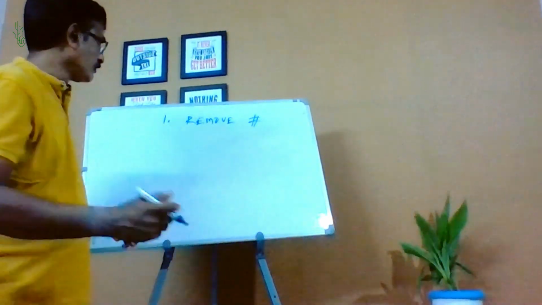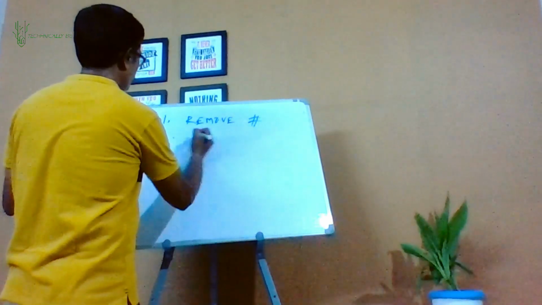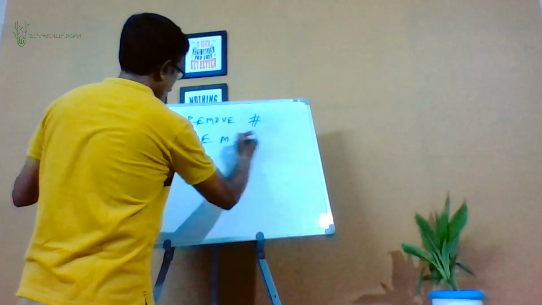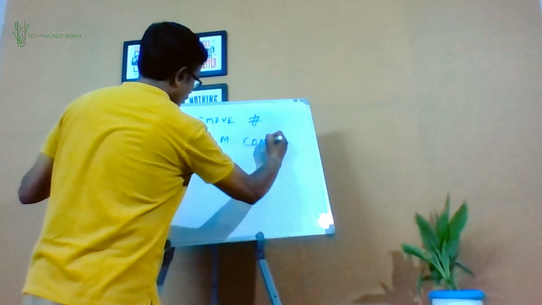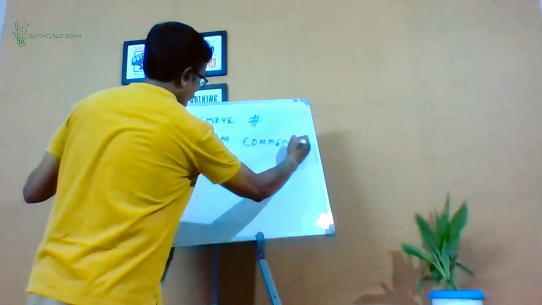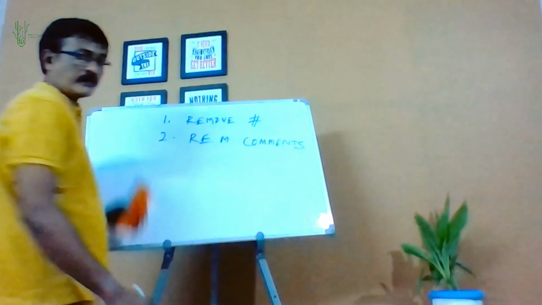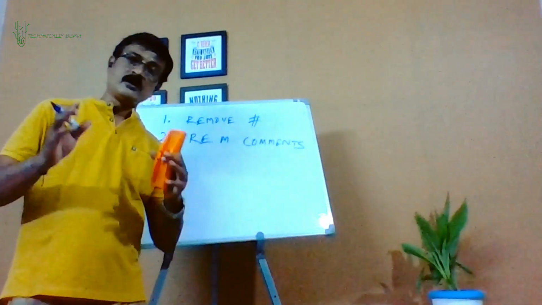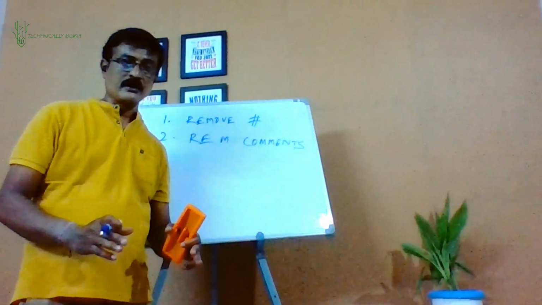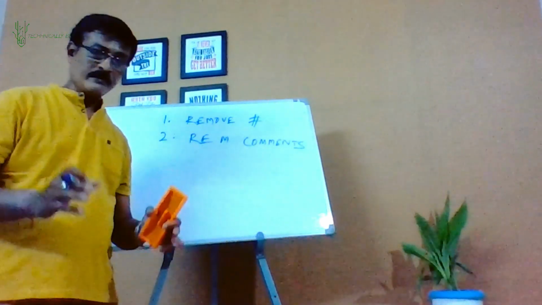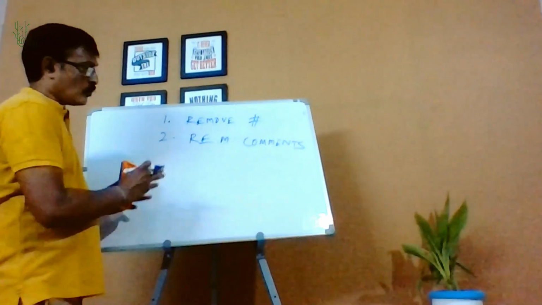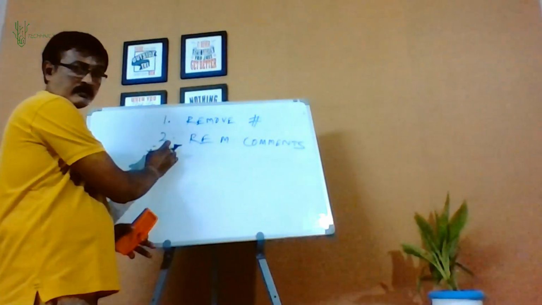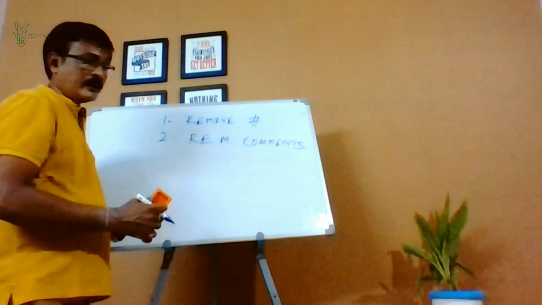Apart from that, it will remove comments from your program. This is what the preprocessor does again. It will remove the comments from the program. If your program has any comments, they will be removed automatically. Got it? Apart from this, what else will it do? It removes the hash, removes the comments.